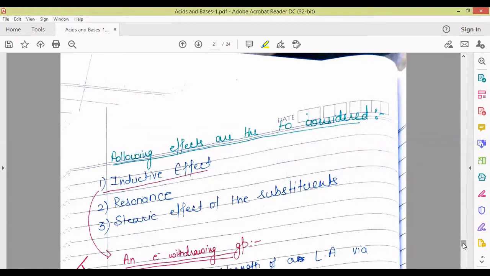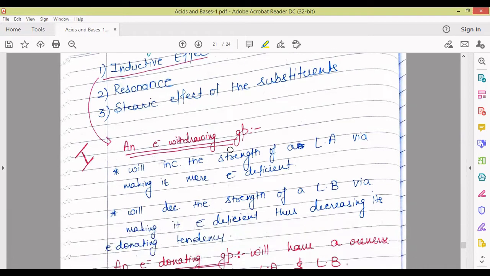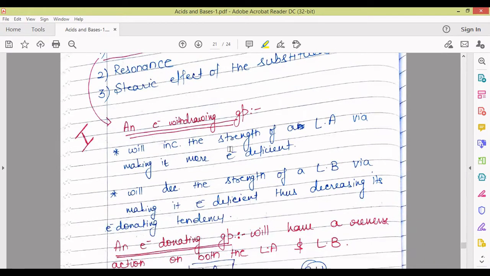So we'll be discussing the following effects for the Lewis acid-base character. First one is the inductive effect, next one is the resonance effect, and third one is the steric effect of substituents. All these factors, the inductive effect, the resonance effect created due to substituents present, and the steric effect, play a crucial role in the comparative acidic or basic strength of Lewis acids.